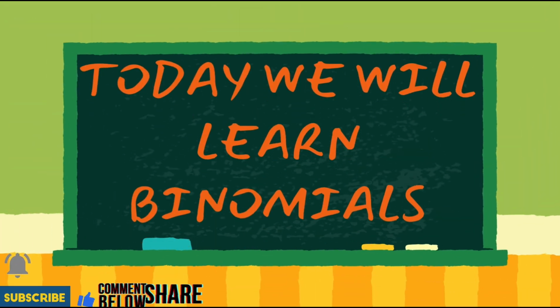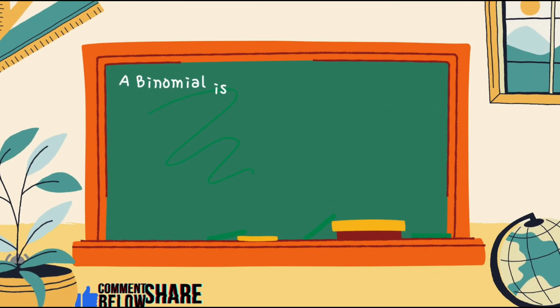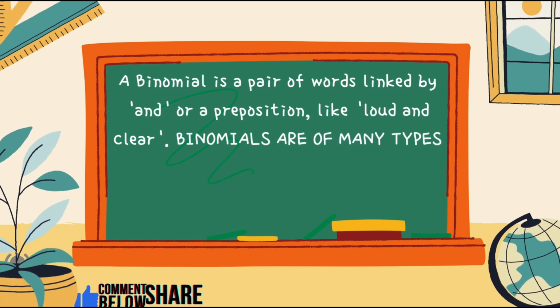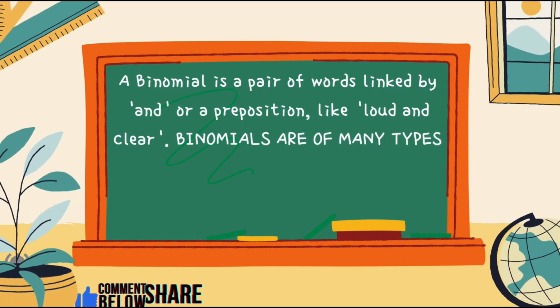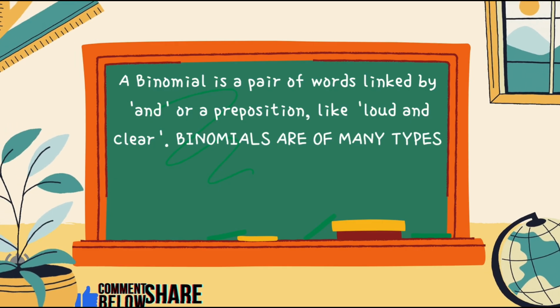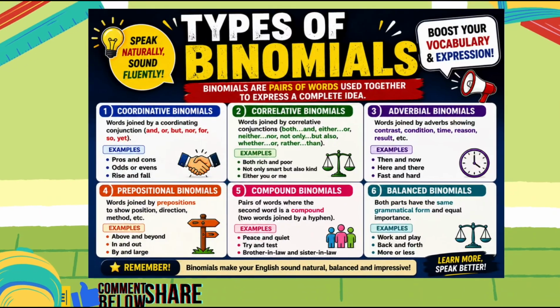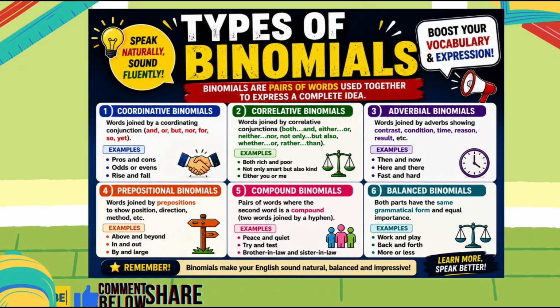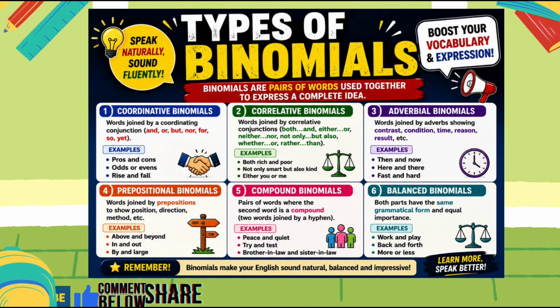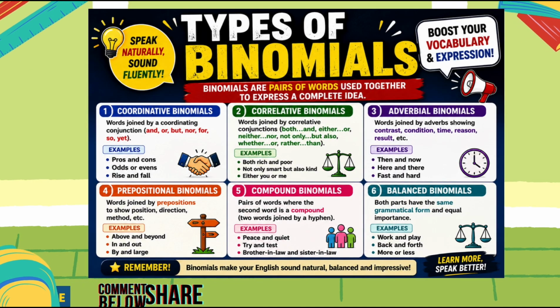Today we will learn binomials. What are binomials? A binomial is a pair of words linked by "and" or a preposition, like "loud and clear." Binomials are of many types. Types of binomials. First, coordinative binomials, ones joined by a coordinative conjunction.